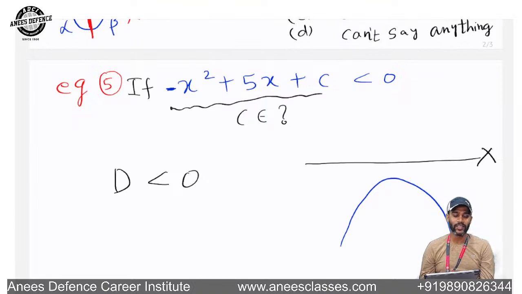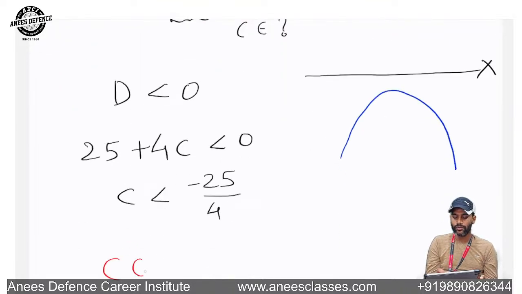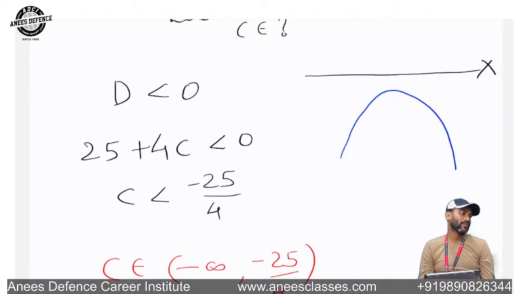D is less than 0. What is D? B square minus 4AC. So 25 plus 4C less than 0. So C is less than minus 25 by 4. It means C belongs to minus infinity to minus 25 by 4. Both intervals will be open.